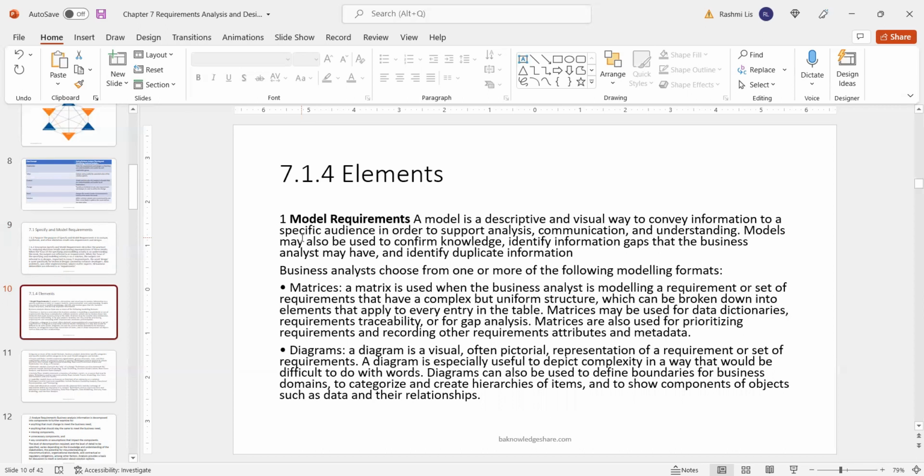One is matrix. A matrix is used when the business analyst is modeling a requirement or set of requirements that have a complex but uniform structure, which can be broken down into elements that apply to every entry in the table. The next one is diagrams. A diagram is a visual, often pictorial representation of a requirement or a set of requirements. A diagram is especially useful to depict complexity in a way that would be difficult to do with words.